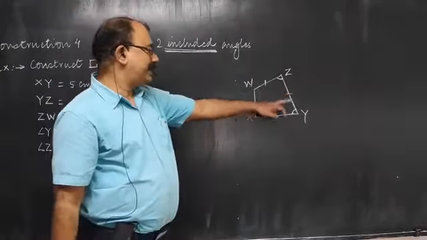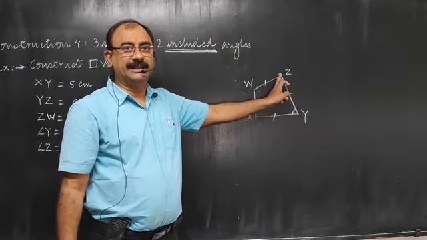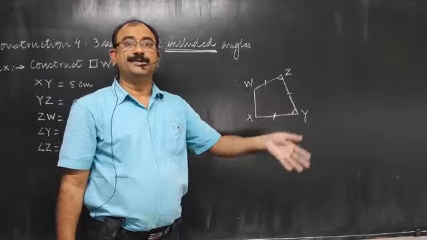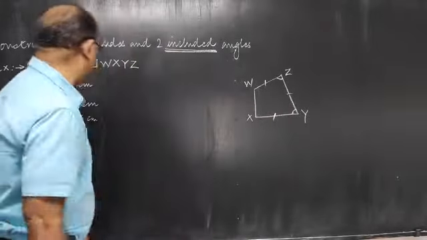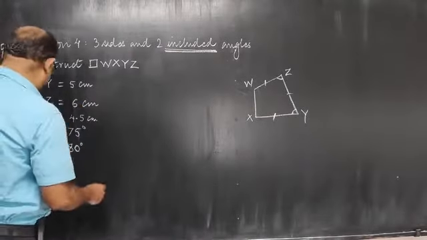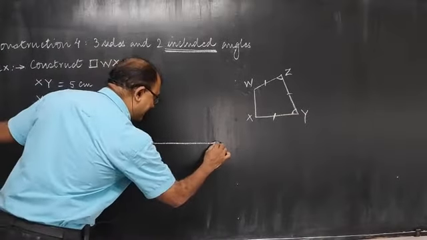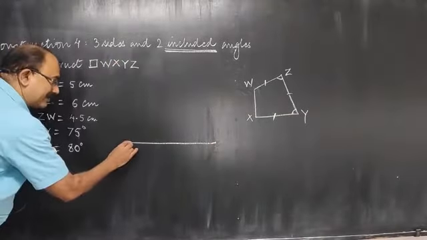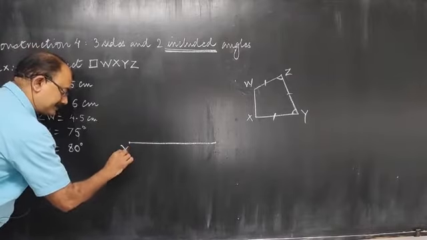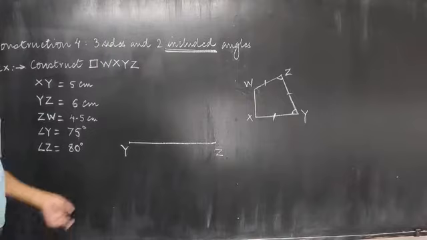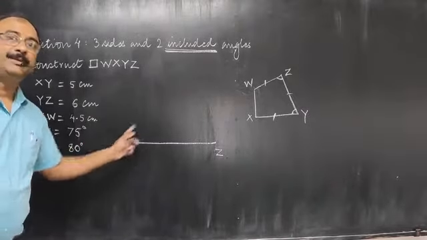So you are given angles Y and Z, and moreover segment YZ is also given. So segment YZ should be drawn first. Segment YZ of 6 centimeters. Let us draw segment YZ of length 6 centimeters. Then you draw the angles given at Y and Z.